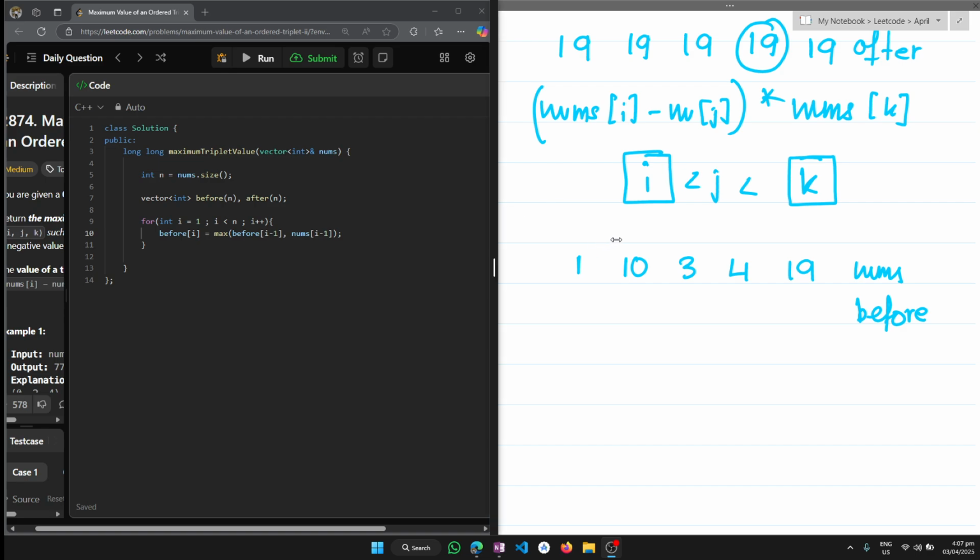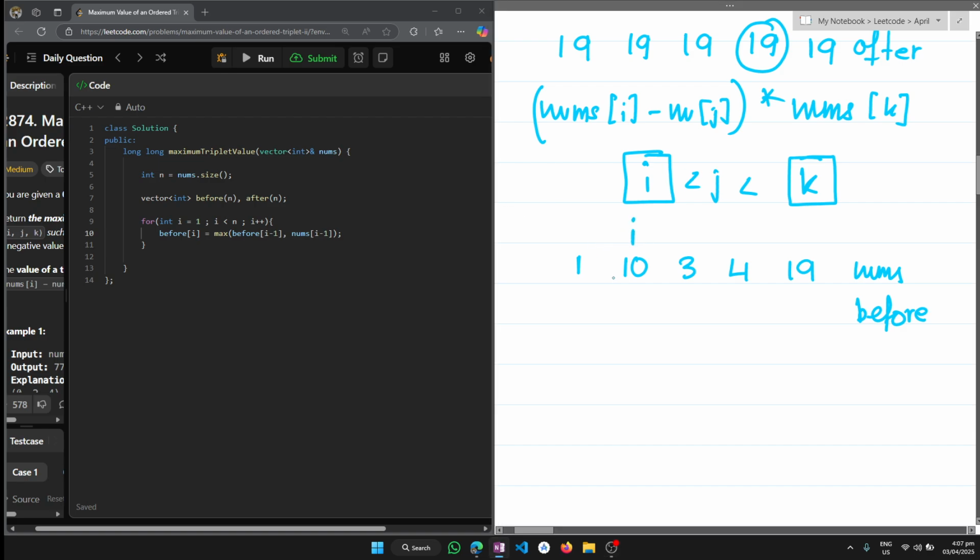You see, your i is at this point, isn't it? So what number would you like to put over here? Would it be 1 or would it be 10? It's obviously going to be one of them. So for 1, let's say we have 1 over here. But then 10 is greater than 1, right? So I calculate the maximum of this and this, and it comes out to be 10.